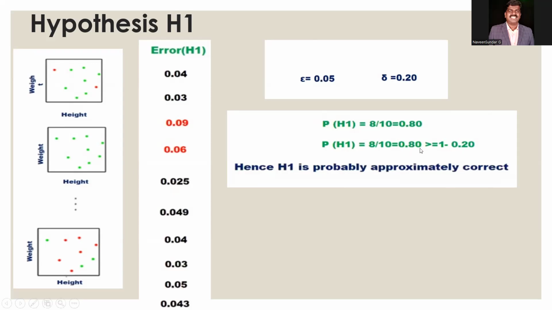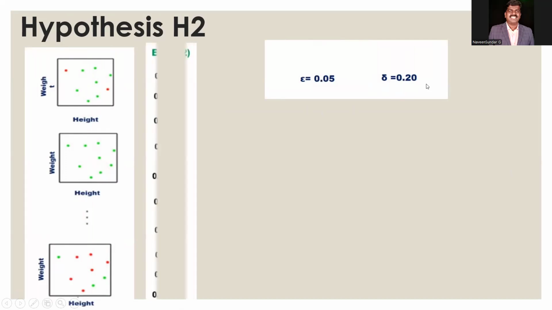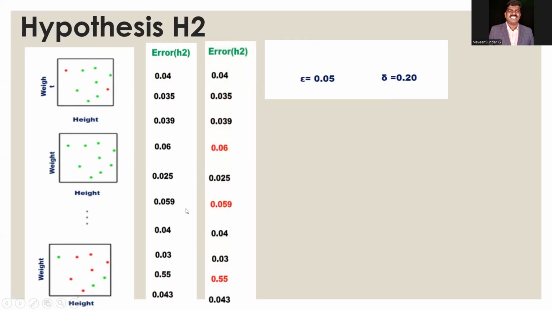So here also 0.80, and we can say the probability is approximately correct. Coming to the second sample, if you look at it, here also 0.05 is the value which is given, and delta is 0.20. So with this, these are the data points.